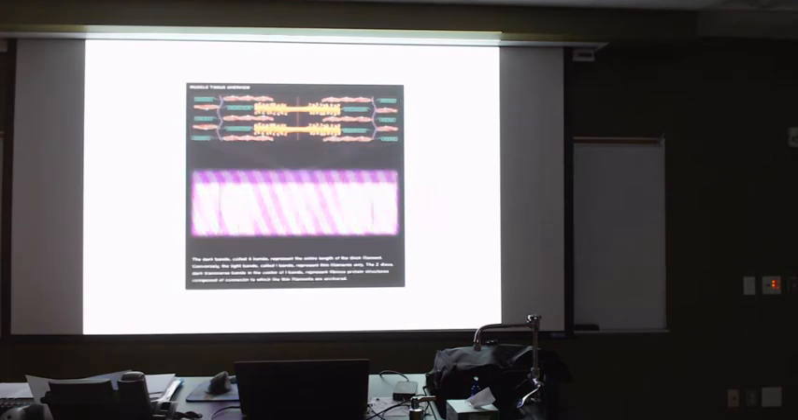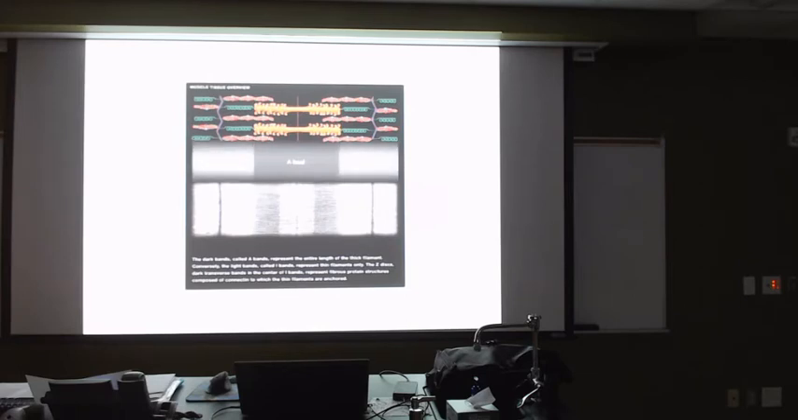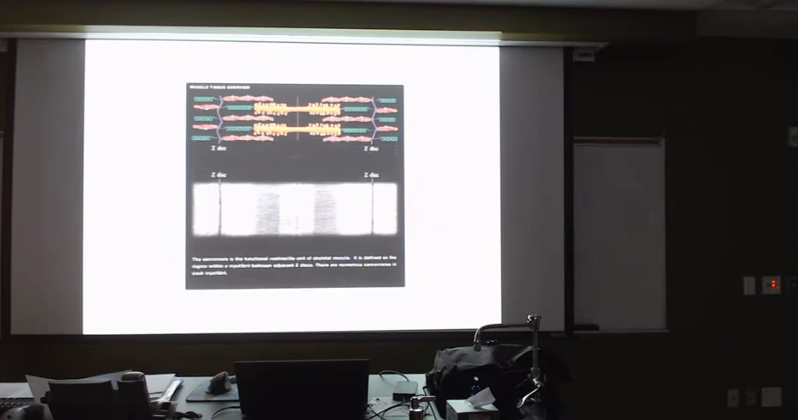There's the striation. The dark bands, called A bands, represent the entire length of the thick filament. Conversely, the light bands, called I bands, represent thin filaments only. The Z discs, dark transverse bands at the center of the I bands, represent fibrous protein structures composed of connectin, to which the thin filaments are anchored. The sarcomere is the functional contractile unit of skeletal muscle. It is defined as the region within a myofibril between adjacent Z discs. There are numerous sarcomeres in each myofibril.